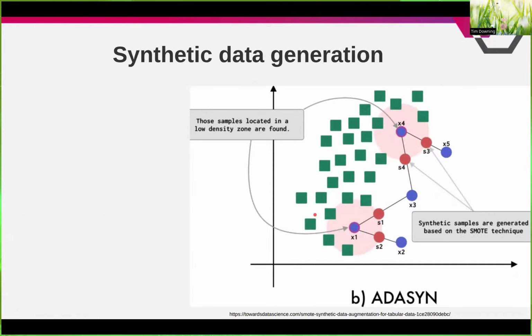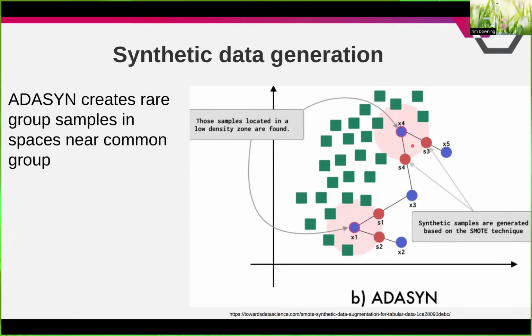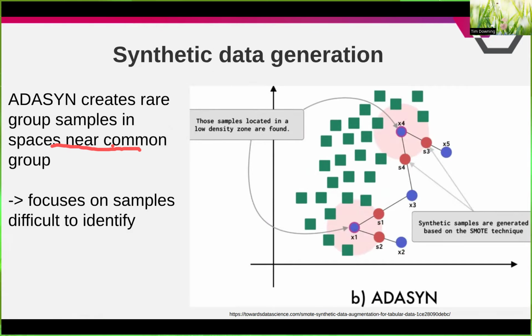Another variation of this is called ADASYN, and that's basically focusing on regions where there's fewer points, and it's trying to focus on regions near the common group. And its focus is really on samples that are difficult to identify, to help delineate these two boundaries. And that's part of what we'll do later: draw boundaries between two groups, visualizing two-dimensional space to see how that works.